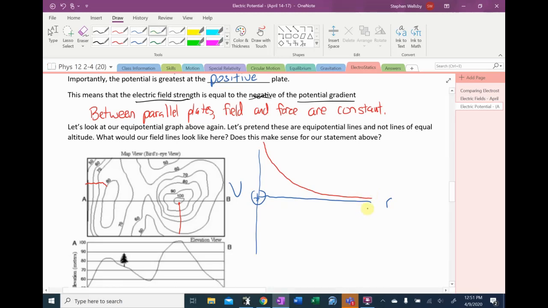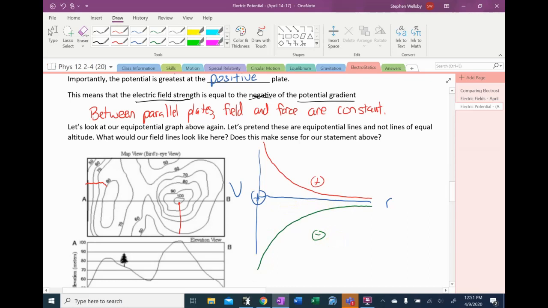So with gravity, it's always going to be negative. So I'm going to draw this here. This would be for a negative charge, and this would be for a positive charge at the origin. Positive charge potential is going to look like that. Negative charge, the potential is going to look like that.